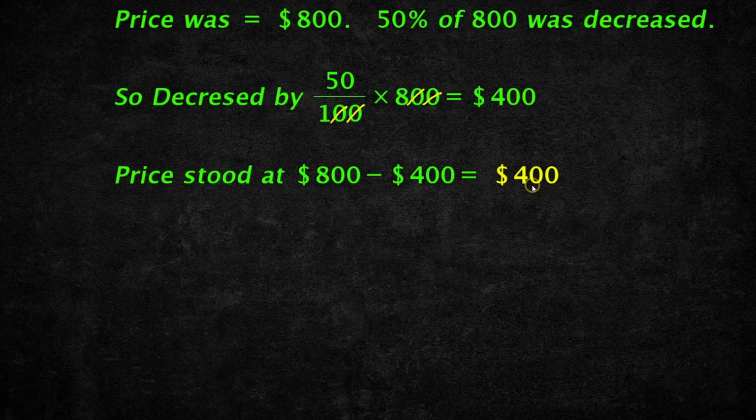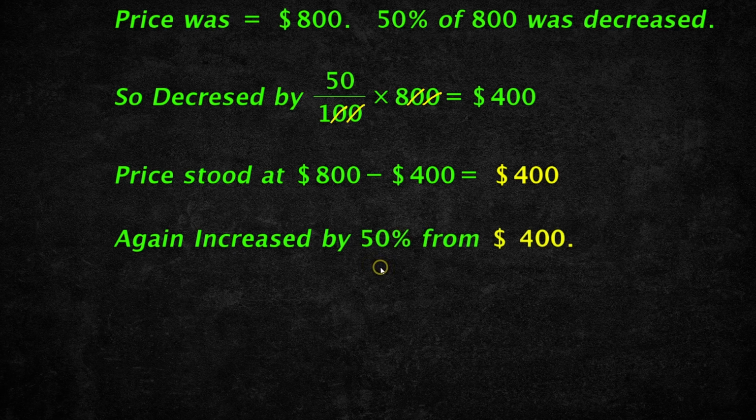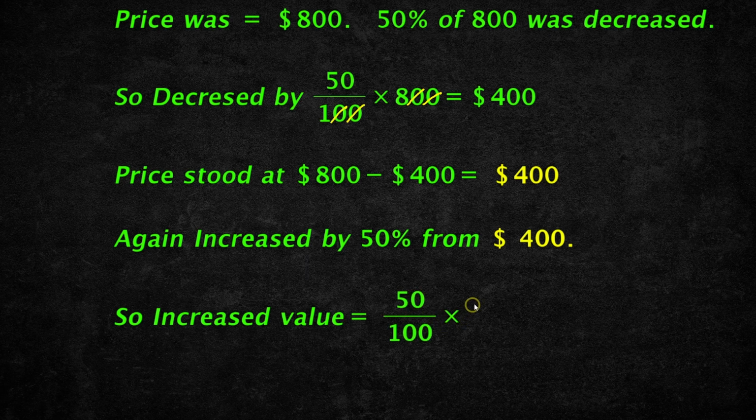Then after some time, a 50% increase is applied on that 400 price. So it's again an increase by 50%, from the price of 400. The increase value is going to be 50 over 100 multiplied by 400, because this increase is applied on the 400. There are lots of ways we can do it. Cut one 0, cut one 0, cut one 0. So 50 times 4 is easy: 5 times 4 is 20, take the 0, it is 200. So the price was increased by $200 from 400.